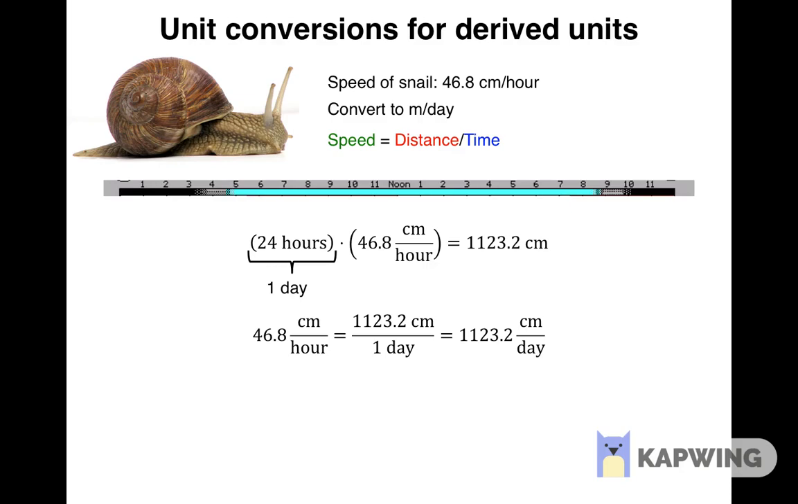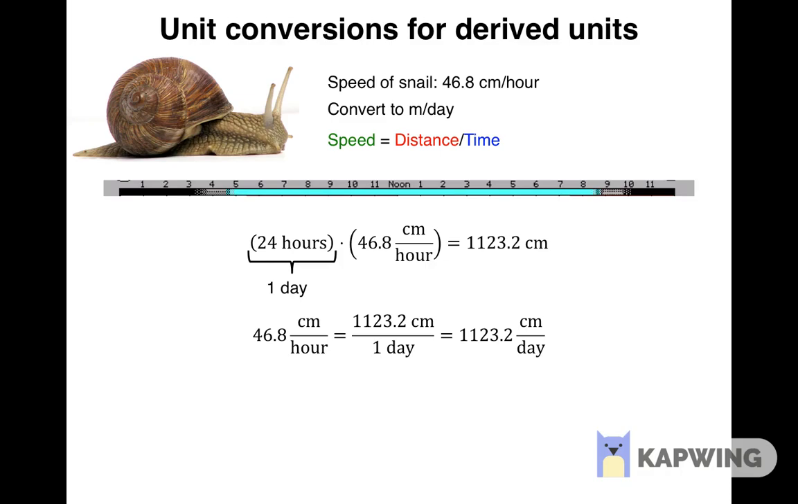Notice that when we were multiplying values, we also kept track of units. For instance, in our first line, we wrote 24 hours times 46.8 centimeters per hour equals 1123.2 centimeters. The hours in the first term cancelled out with the hour in the denominator of the second term, leaving us simply with centimeters. Now we have our speed of the snail in centimeters per day, but we want it in meters per day. So how do we do this conversion?